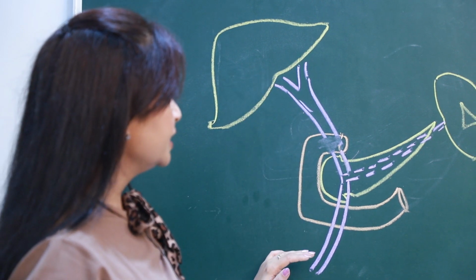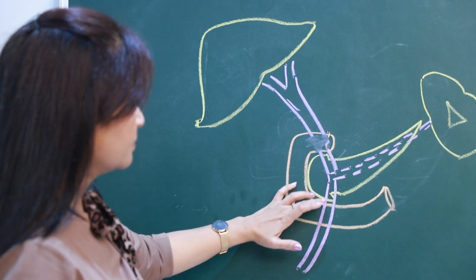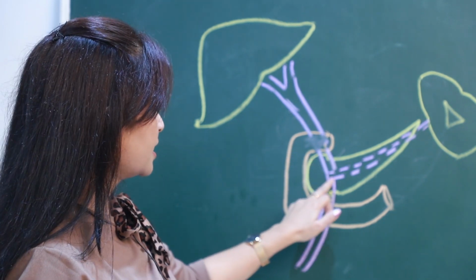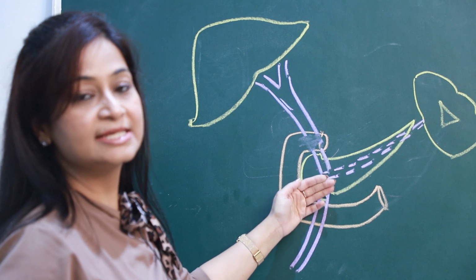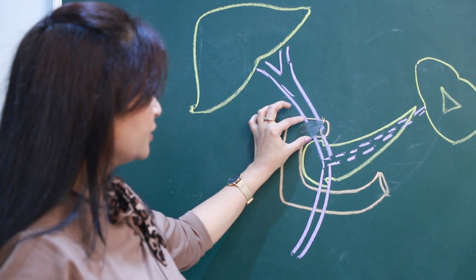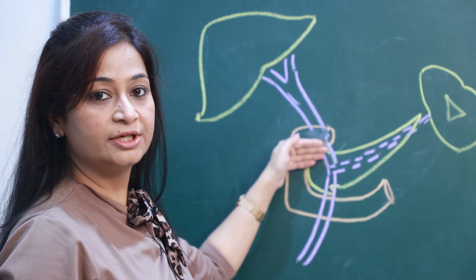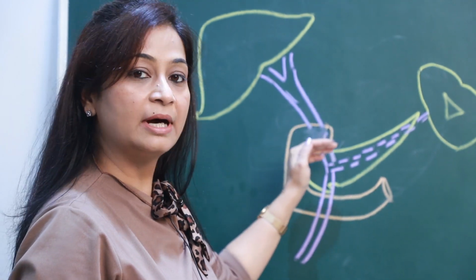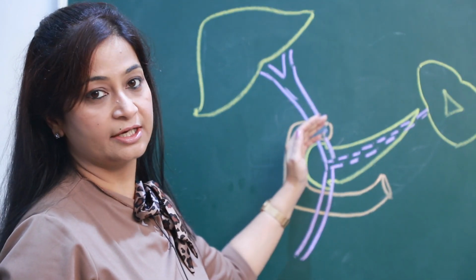Now we study the relations of these parts in various regions. So first, talking about this infraduodenal part, the anterior relations are here the neck of the pancreas, and posterior to it lies the inferior vena cava. Now this part, the retroduodenal part, the anterior relation would be the first part of duodenum along with the gastroduodenal artery and the common bile duct, and posterior to it again lies the inferior vena cava.